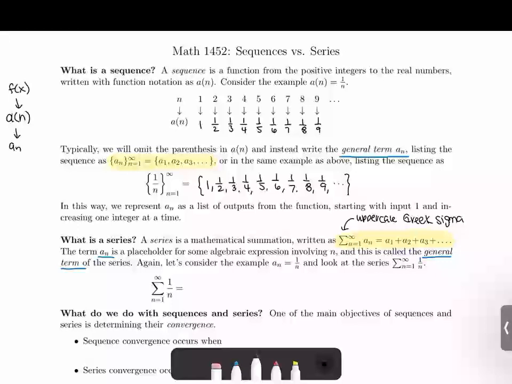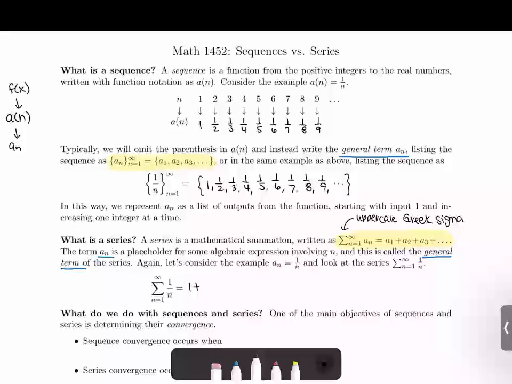Again, let's look at the example where our general term is 1 over n, and look at the series, the sum from 1 to infinity of 1 over n. All that's going to be different here is that instead of listing out our terms, we're going to add them together. So we have 1, when we plug in n equals 1, our term is 1.